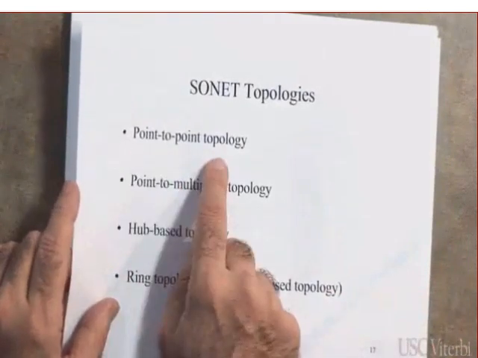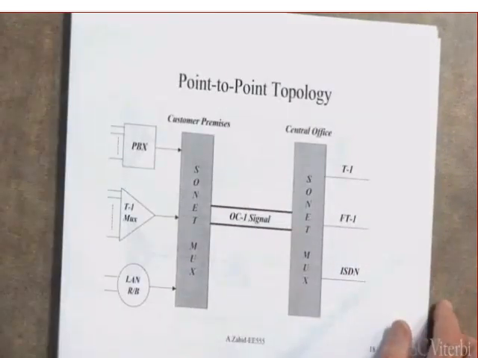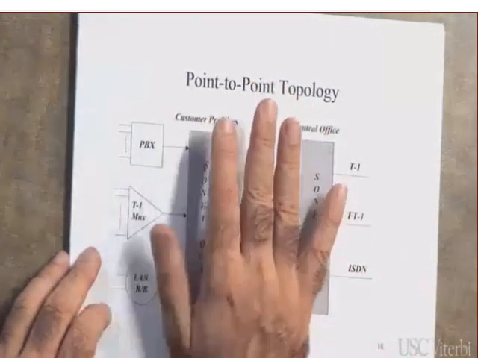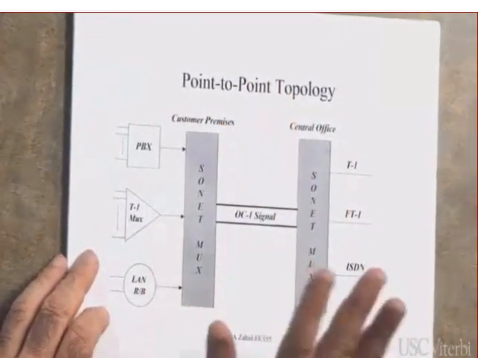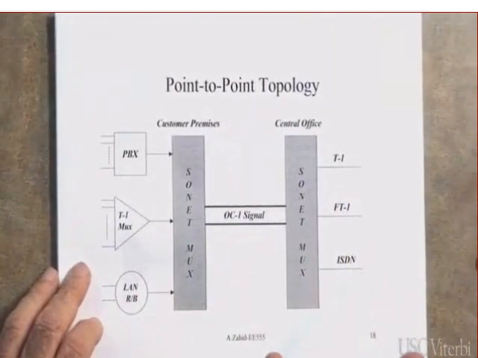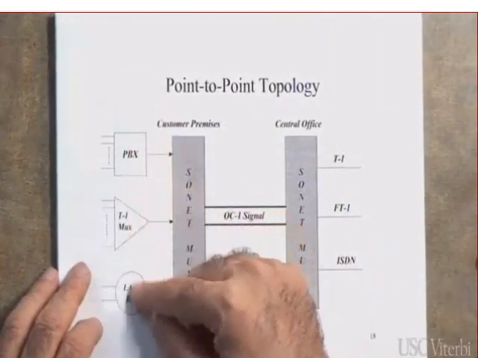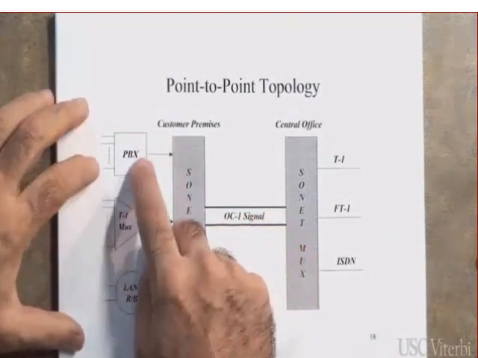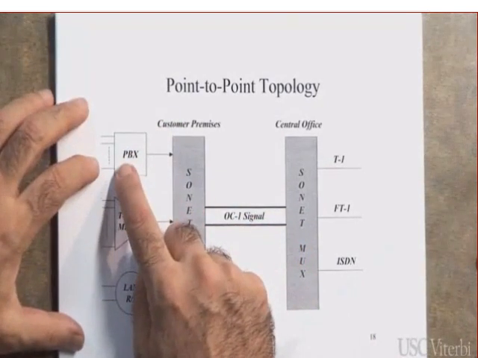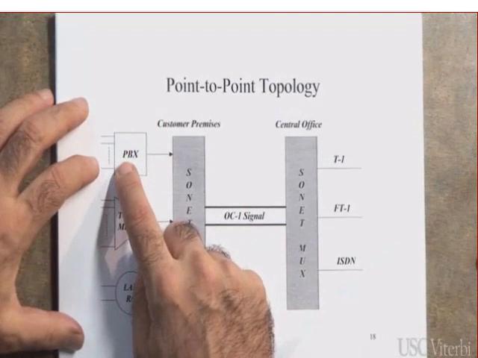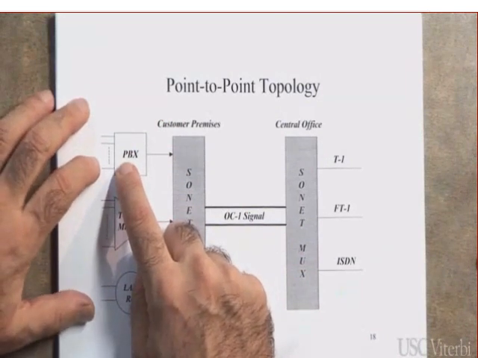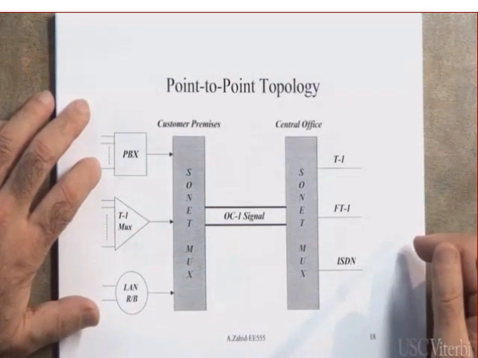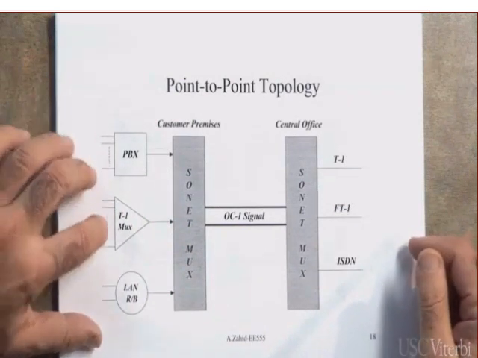We have, first of all, the point-to-point topology. Let's look at the point-to-point topology. Again, we are talking about business environment, corporations, and so on. We are not talking about residential. So here we do have a business. In the business, they do have a PBX. What is a PBX? PBX is a private branch exchange. This is for the local phone service. Are you following?